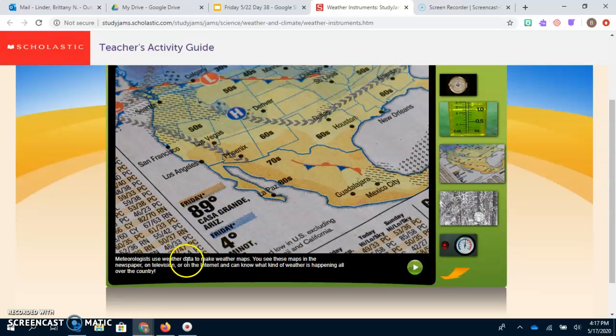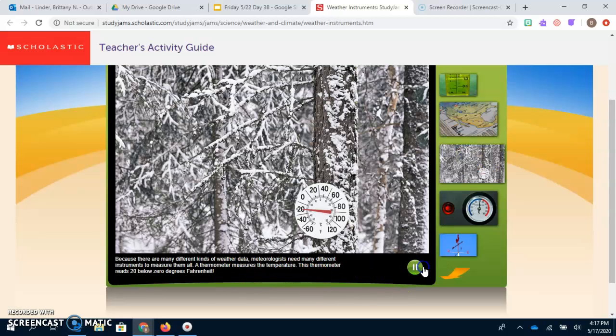And meteorologists use weather data to make weather maps. You see these maps in the newspaper or on television or on the internet and can know what kind of weather is happening all over the country. So that's the end of that. We'll go back to our slides.